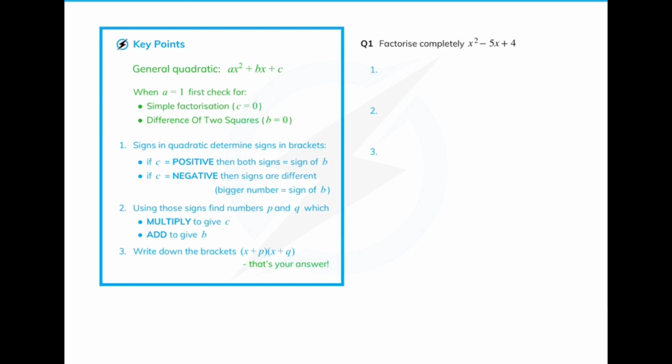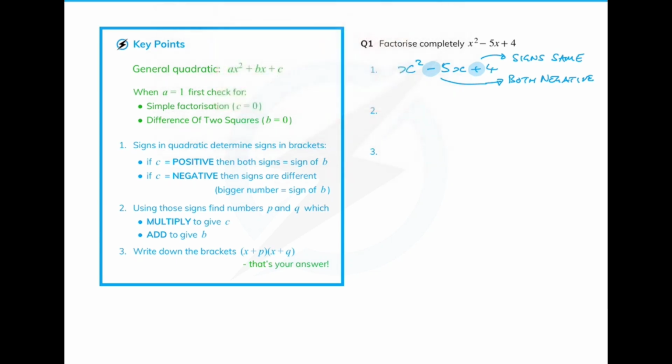So let's look at the sign of c first of all. Okay, well, let's actually just write this down before we do that. So we've got x squared minus 5x plus 4. And we look at the sign of c, and that is positive. And so that tells me that the signs in the two brackets, or the signs of p and q, are going to be the same. And then we look at this sign here, and since they're the same, we can say that they'll both be negative. Okay, so we're looking now in step 2 here for two numbers which are both negative, which multiply to give 4 and add to give 5.